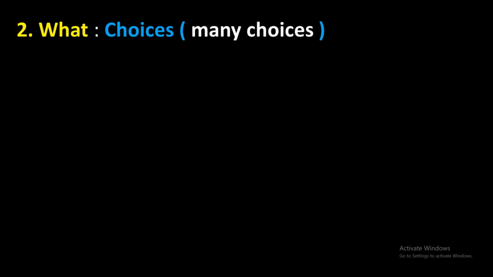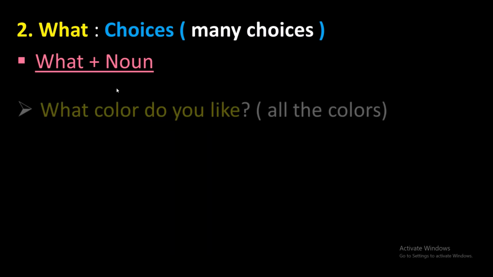Okay, what? We always see and use and hear what. So when do we use what here? For choices, many choices, more than two here. Let's go to the way that we use it. We use what plus noun. Noun means anything like book, people, things, animal. Those are called nouns.